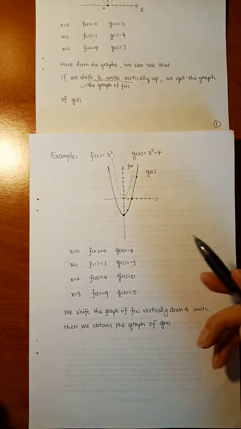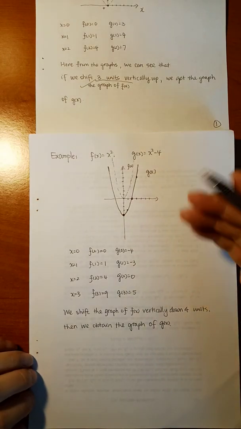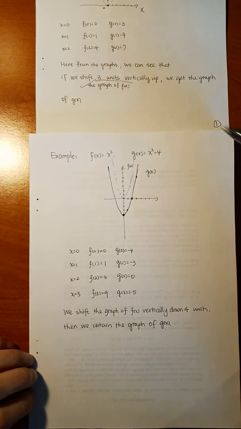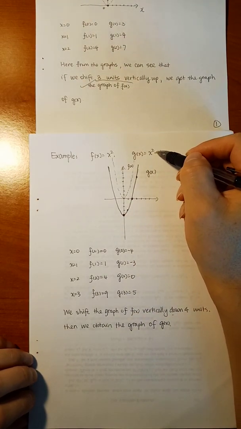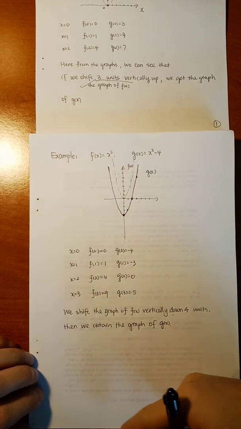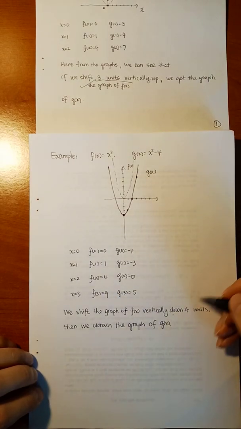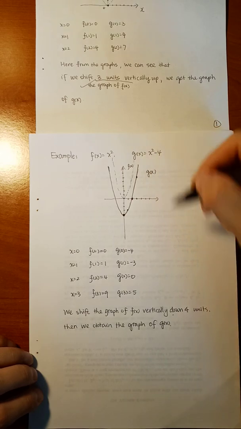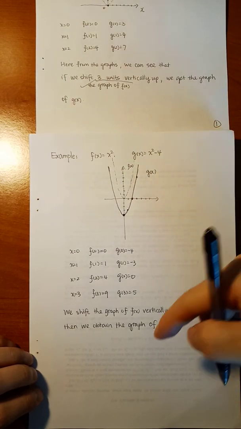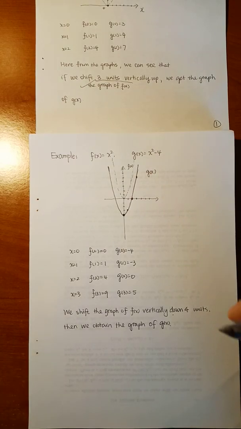Okay, so again, it's vertical because you directly add a number. Down because you have a minus sign. The minus sign gives you the direction. You move it vertically down. And the 4 units comes from this quantity. The quantity is 4. The negative sign we already discussed, meaning it's a shift down.